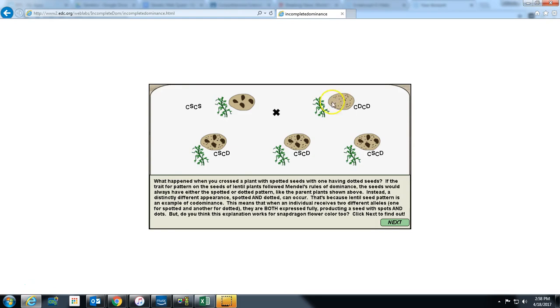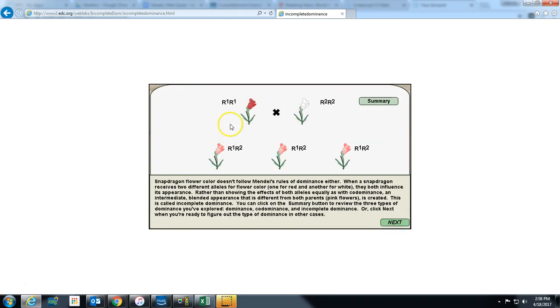But do you think this explanation works for snapdragon flower color too? Let's see. Snapdragon flower color does not follow Mendel's rules of dominance either. When a snapdragon receives two different alleles for flower color, one for red and another for white, like in this example up here, they both influence its appearance. Rather than showing half red and half white like we saw in the codominance, an intermediate or blended appearance that is different from both parents, pink flowers, is created. This is called incomplete dominance.